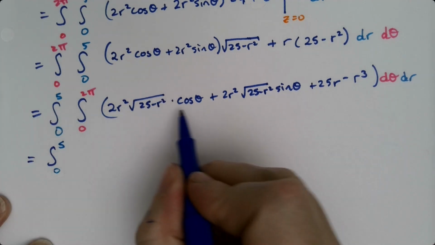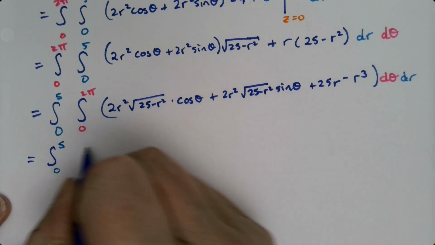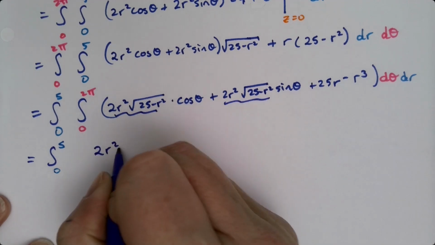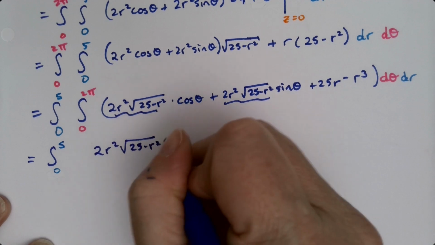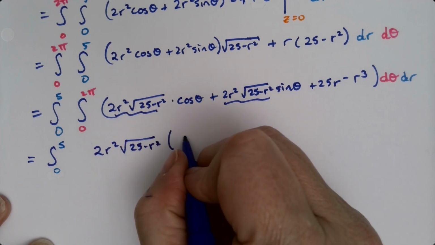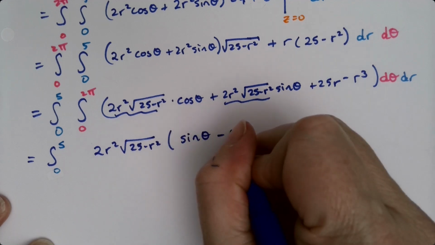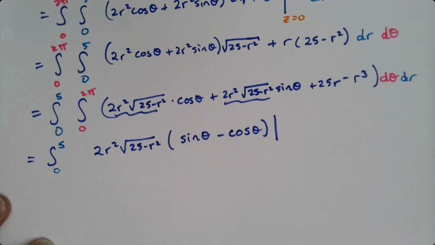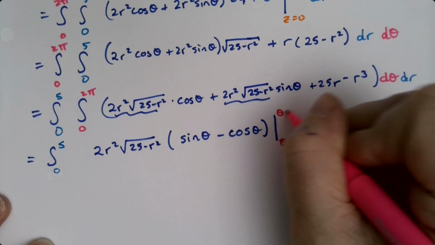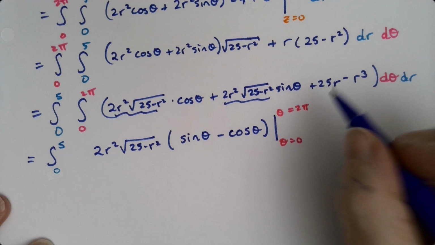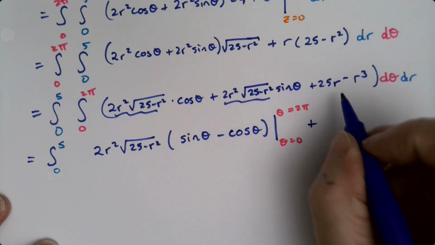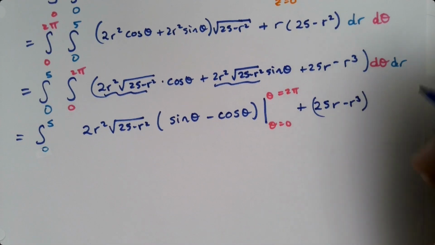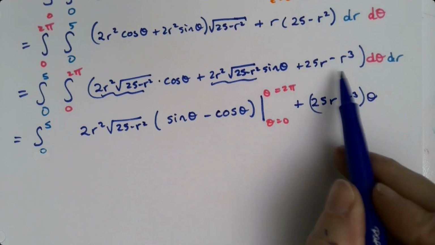So when I integrate this, this guy will get me sine. But notice how they both have the same component in front. So I'm just going to write that 2r squared square root of 25 minus r squared times the integral of cosine is sine. The integral of sine is negative cosine. I'm going to take that from theta equals 0 to theta equals 2 pi. And then plus 25r minus r cubed all times theta. Right? Because we have to integrate those with respect to theta.